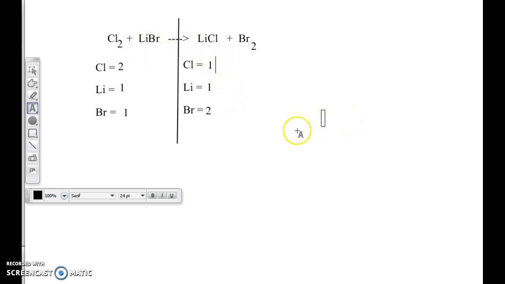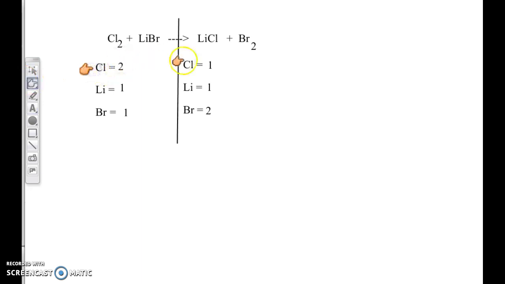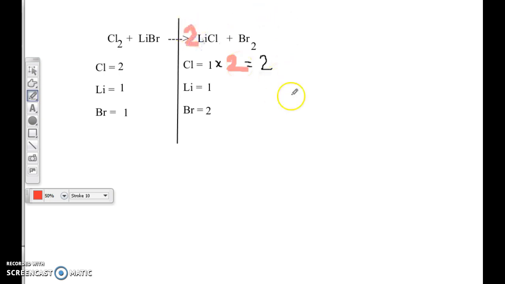Now, usually I say do your oxygens and hydrogens last, but in this case we have no oxygen, no hydrogen, so let's just start at the top. I have 2 chlorines on the left. I need 2 chlorines on the right. So I want a grand total of 2. So what am I going to multiply by? I'm going to multiply by 2, so that's my coefficient. Where does that go? It goes in front of the entire compound.